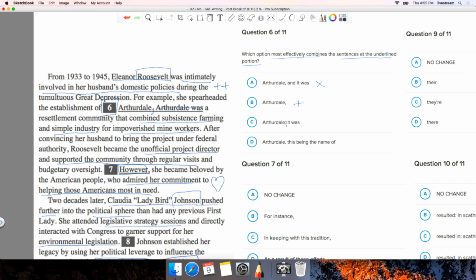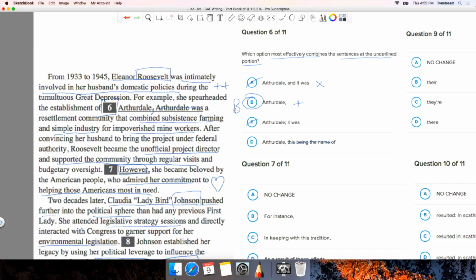Arthurdale, semicolon, it was a resettlement community. So that one is okay, but it's not as streamlined as the first, as B, and so that's out. And then Arthurdale, comma, this being the name of, so you don't need to say that. It's a bit repetitive because you know that you're talking about Arthurdale and then this is explaining what it is.